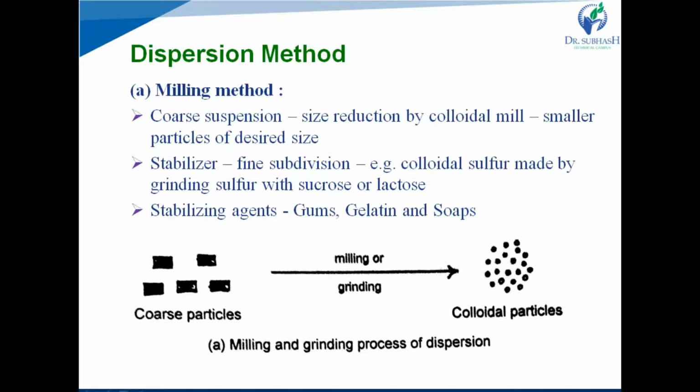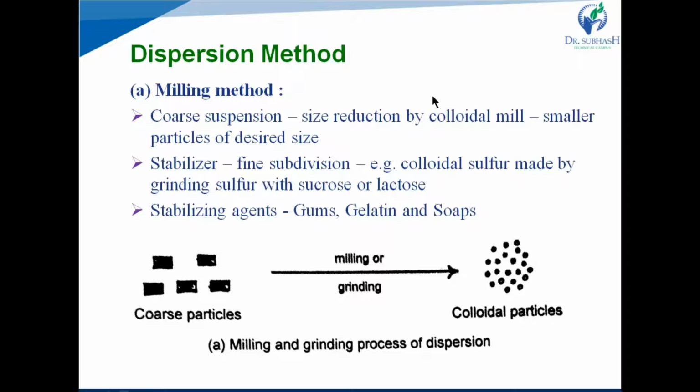First one, dispersion method. Here the coarse particle is converted into the colloidal size range. In that, the first one is the milling method. The substance, or the disperse phase, is finely ground by the usual method. For that we can use a mortar and pestle, and that is added to the dispersion medium and a coarse suspension is prepared. Then afterwards the size reduction is initiated by the colloidal mill.